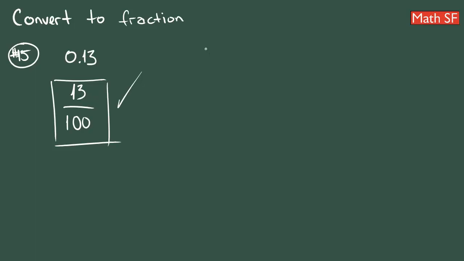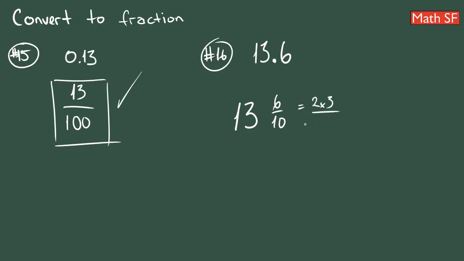Now, number 16, they're asking us for the same question, but they say 13.6. Now, how do we read this in English name? We say 13 wholes, so it's just 13 and 6 tenths. But wait, I think that 6 tenths can be reduced. Let's see, 6 is 2 times 3, and 10 is 2 times 5. Oh, they have 2 in common. I can simplify that out, and I'm going to be left with 3/5. And don't forget about the 13 here.